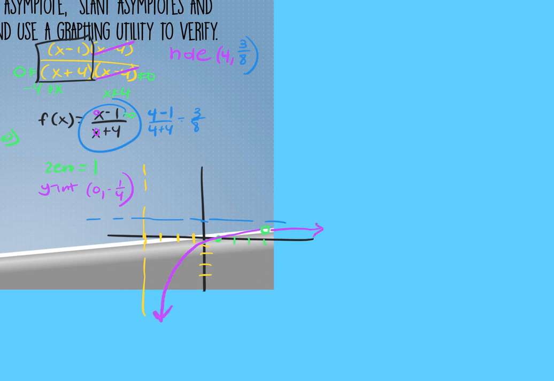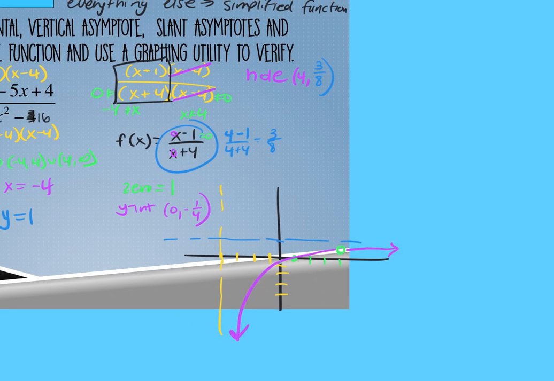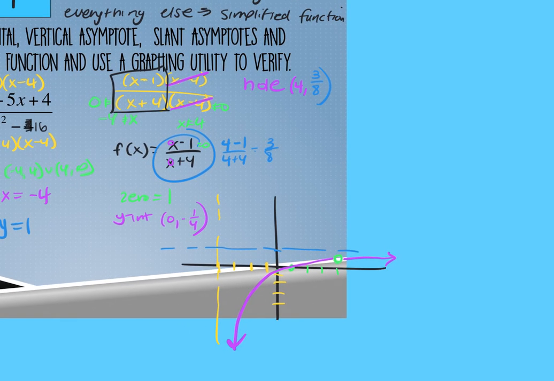Again, your hole has an open dot. And then because I don't cross through the x-axis again over here, I know my curve is in that top left corner. To know for sure, I could plug in -5 into my updated one. So -5 minus 1 over -5 plus 4. -6 over -1, which is a positive 6. And that's consistent with what we found.